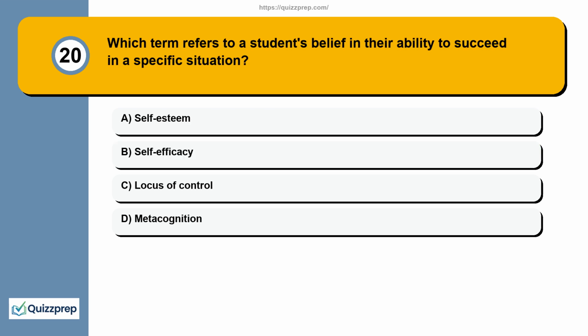Question 20. Which term refers to a student's belief in their ability to succeed in a specific situation? Here are your options. Option A. Self-esteem. Option B. Self-efficacy. Option C. Locus of control. Option D. Metacognition.